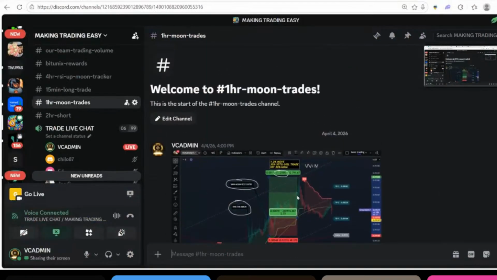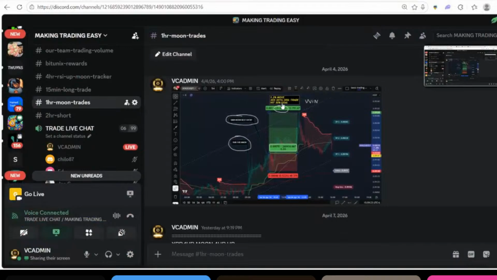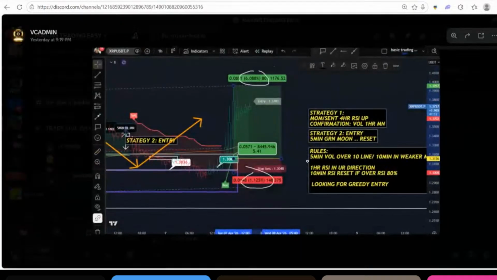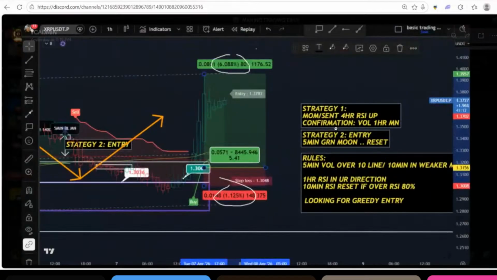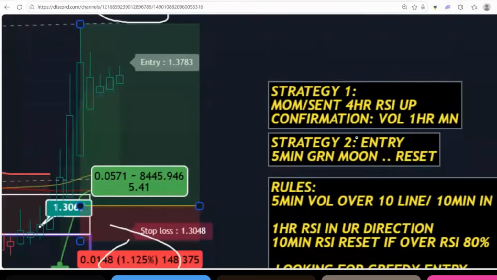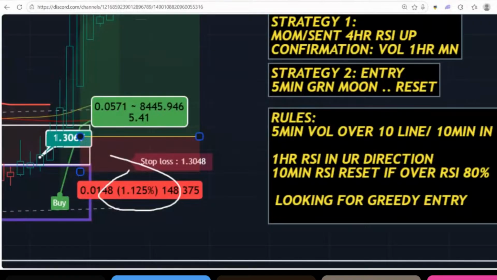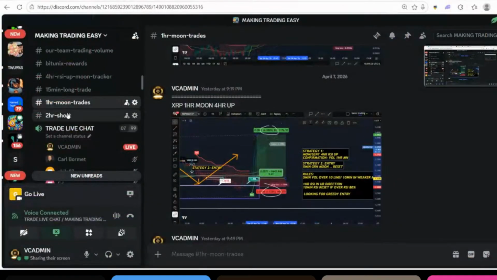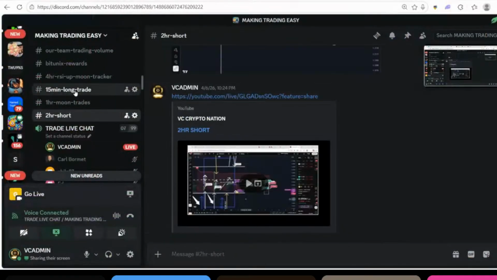So basically on the 1 hour moon trades, here's what we need to happen, right? Here you can see that the strategy is momentum and sentiment. So no matter what we're doing, we always have to have momentum and sentiment. You need a 4 hour RSI up. Confirmation of volume is a 1 hour green moon, right? And the other day we put out, I believe, the 15-minute longs.